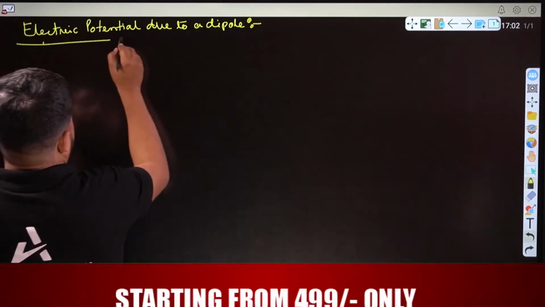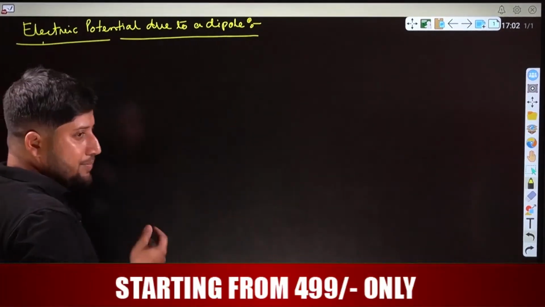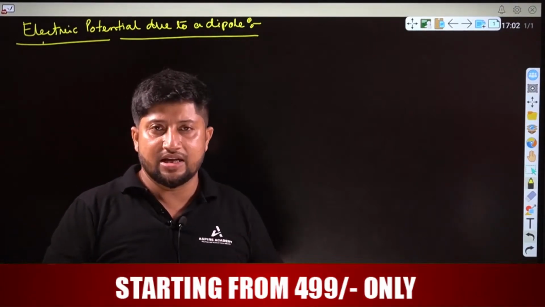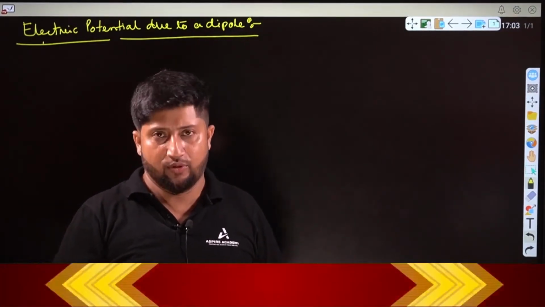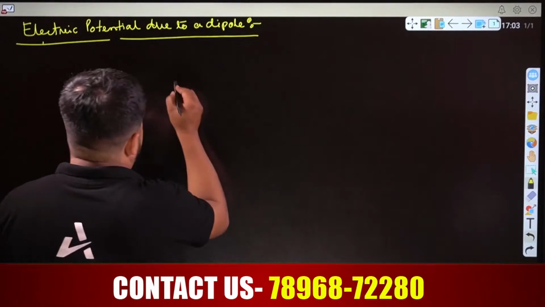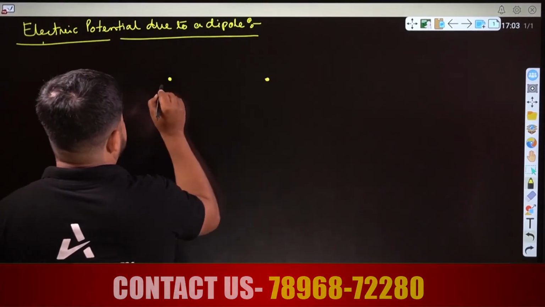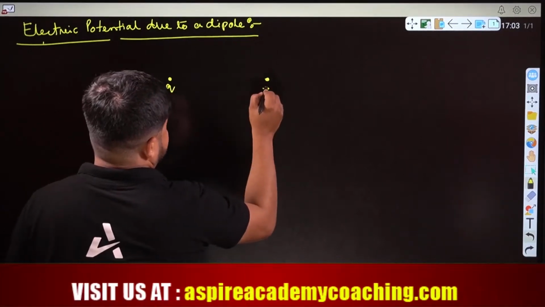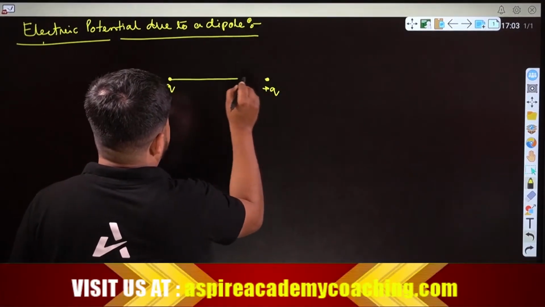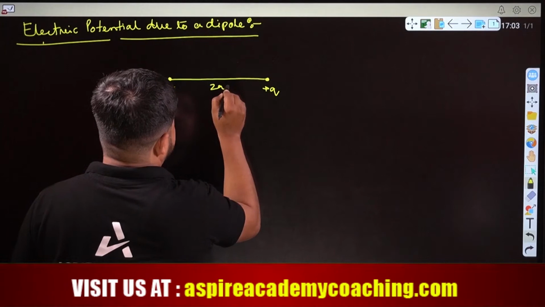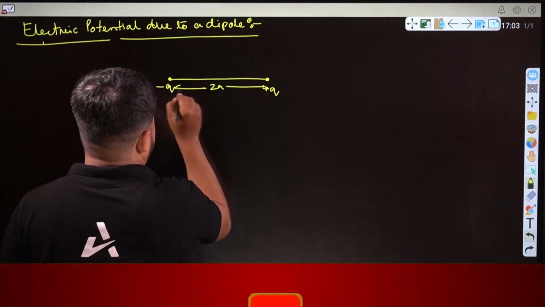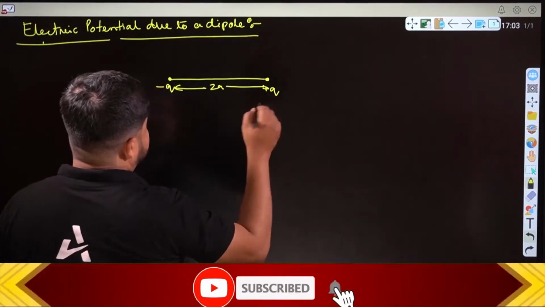What will be the electric potential due to this dipole? We know what a dipole is: two equal and opposite charges separated by a very small distance is called a dipole. Now let us draw the dipole. Suppose this is the dipole, this is minus q and this is plus q charge. They are separated by a small distance, twice a. Now the electric potential due to a dipole.